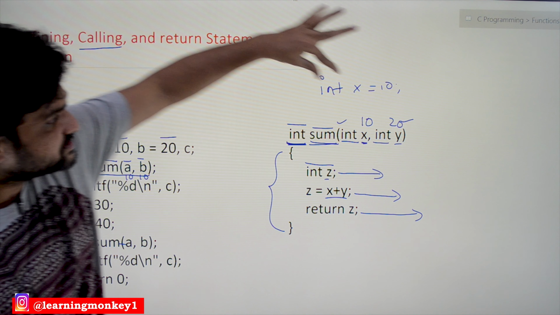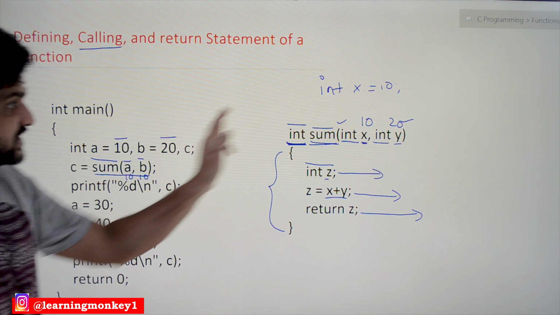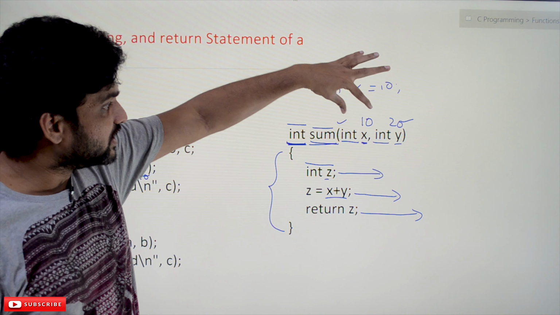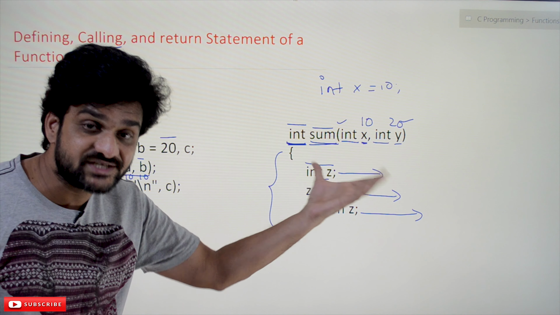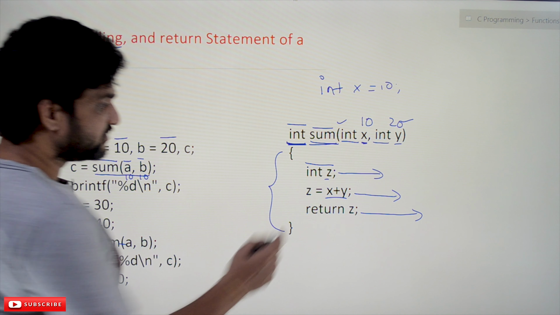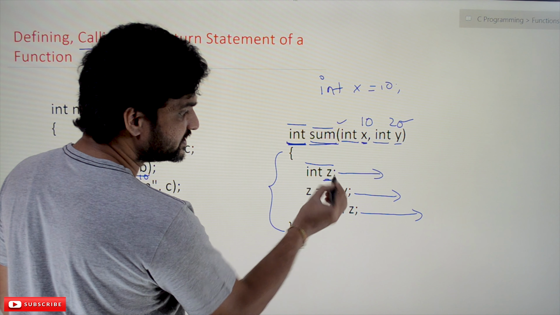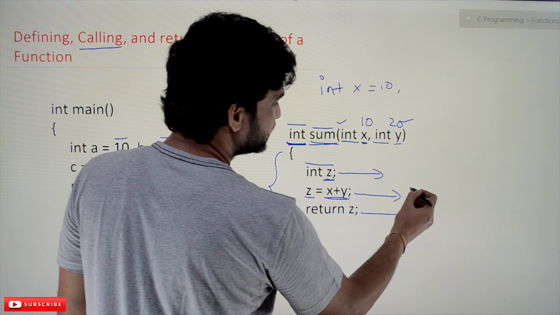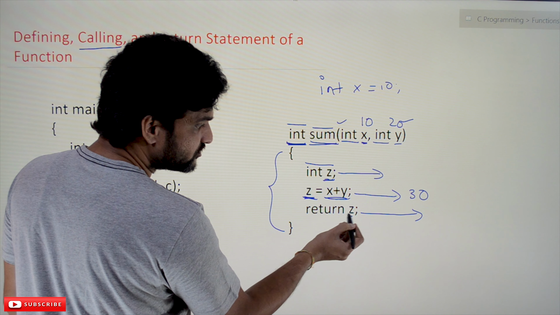Whenever the function call is made, the values 10 and 20 will get assigned to x and y. So now x is equal to 10 and y is equal to 20. Within this function, we have declared a variable called z, and that z value is x plus y. What is the sum of 10 plus 20? It is 30. Now this 30 will get assigned to z, and here we are going to return this z value.